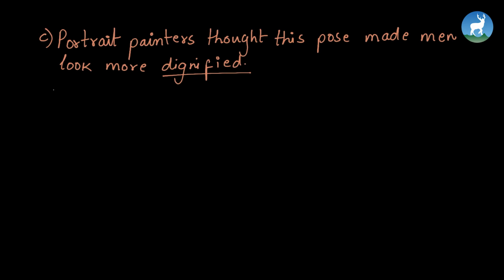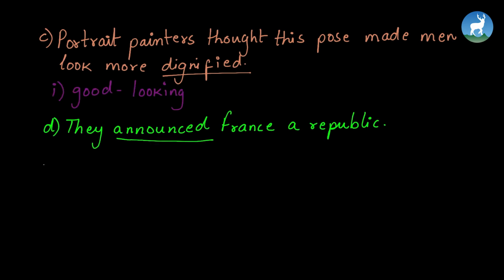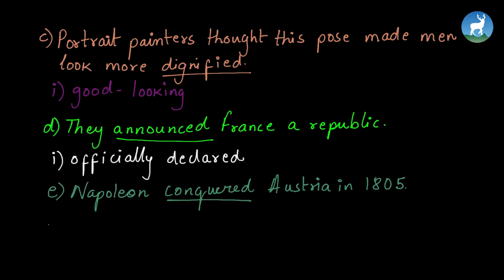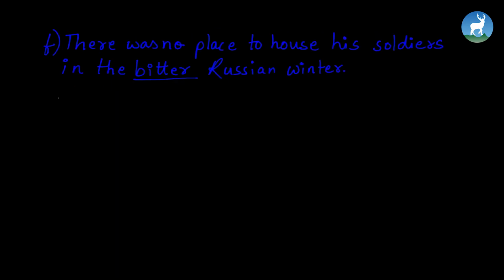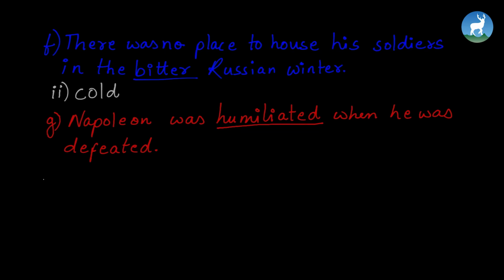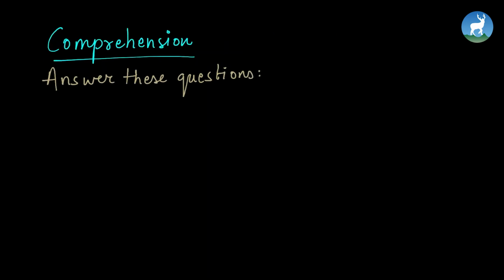1. Good looking. Number D, they announced France a republic. Number 1, officially declared. Number E, Napoleon conquered Austria in 1805. Number 3, triumph over. Number F, there was no place to house his soldiers in the bitter Russian winter. Number 2, cold. Number G, Napoleon was humiliated when he was defeated. Number 4, shamed. Comprehension. Answer these questions.